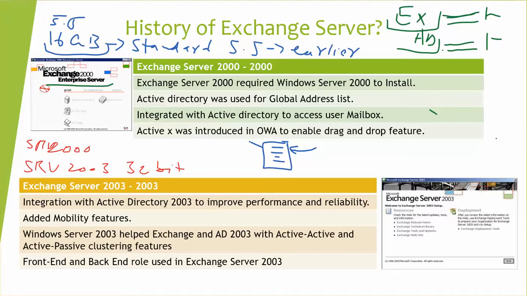Windows Server 2003 really helped Exchange and Active Directory 2003 with active-active and active-passive clustering features. You were able to configure two Exchange servers and then configure clustering. This was active-active. Active-active means that at the same time, this server is responding to emails and this server is also responding to emails. If a user is trying to access a database or an email address, it's simply going to go here or here, because both servers are active at the same time. They're performing clustering, and at the same time they're responding to clients or users.